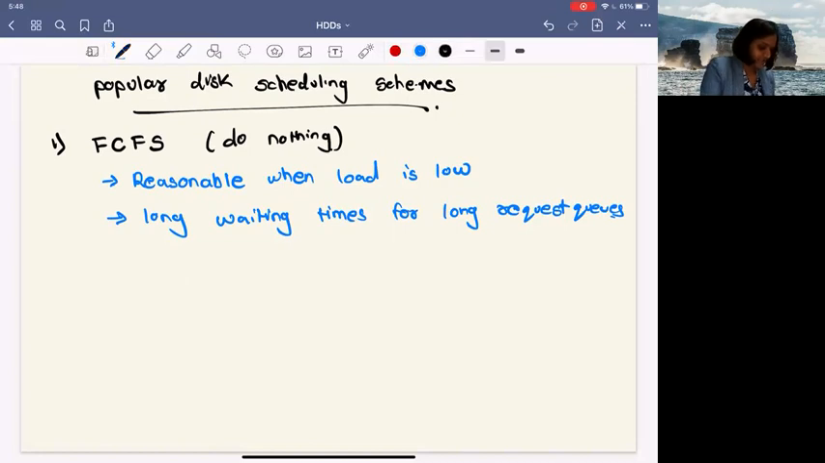The second popular scheduling technique is shortest seek time first, or nearest block first. Shortest seek time first, or nearest block first.